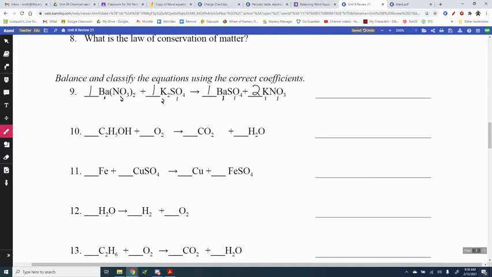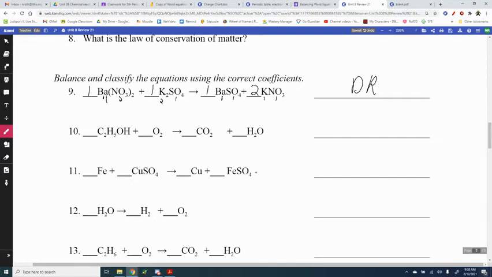So next, we have to identify this. This is a double replacement reaction. And the reason it's a double replacement reaction is because the Ba switches places with the K. The NO3, excuse me, the NO3 switches places with the SO4. So the Ba then bonds to the SO4, the K bonds to the NO3, so both of them switch places, and that's what a double replacement reaction is. Two different parts switch places, okay?